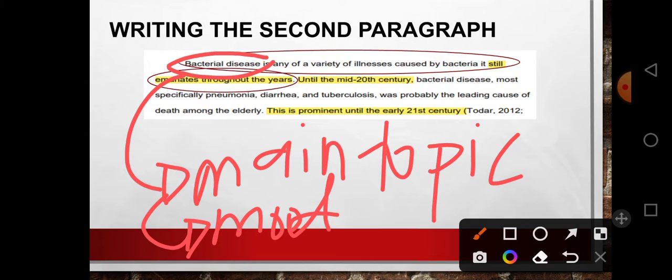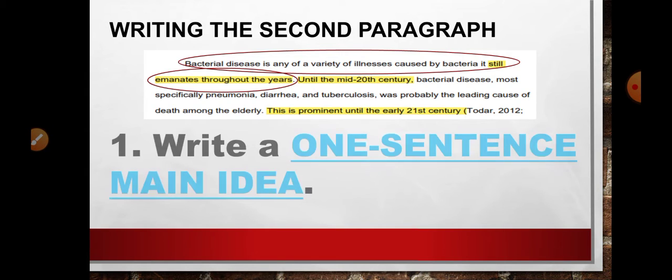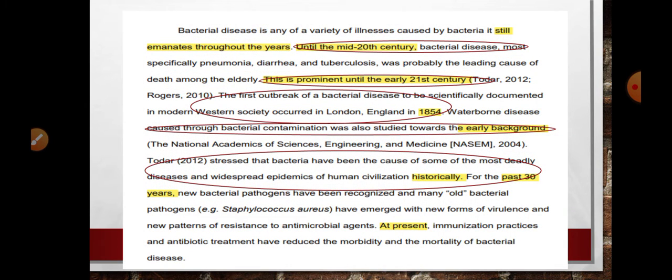So the main topic sets the mood in the first sentence of your historical background. Hence, our first guideline in writing the second paragraph is to start it with a one-sentence main idea, and this main idea will set the mood of the whole paragraph. That is the first guideline. Let's proceed to the next one.